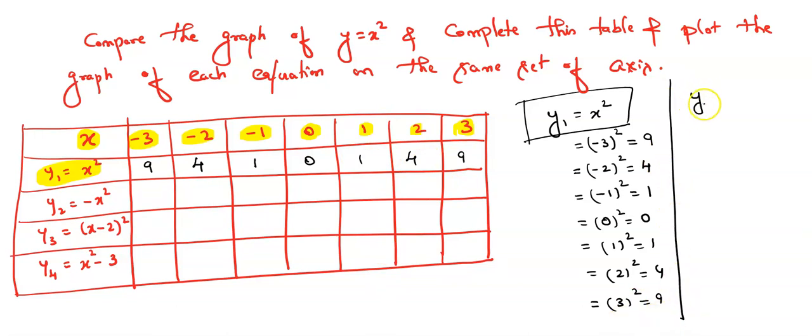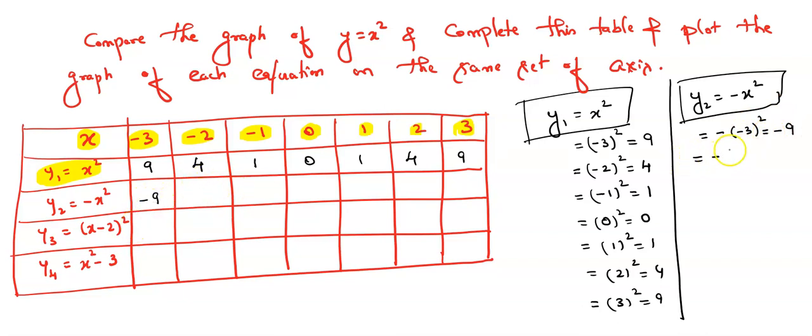Similarly, we can try for y2. So what is the value of y2? That is minus x square. Shall we substitute? The value of x is minus 3. In bracket we write minus 3. That equals minus 3 whole square, which is 9. Then the final answer is minus 9. Then the value of x is minus 2, whole square, which is plus 4, so the final answer is minus 4.